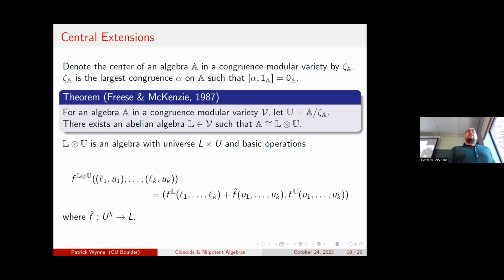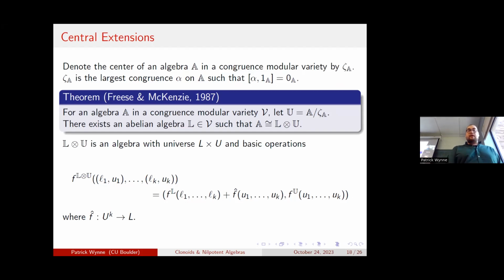And this L ⋊ U is an algebra whose universe is just the product L times U, and all of the basic operations take in tuples (L1, U1) up to (LK, UK), and they spit out, in the second component, first just F applied to U1 through UK, F interpreted in U, and in the first component we have F interpreted in L applied to the L's, plus this distortion F hat applied to the U1 through UK. So somehow we have the upper part acting on the lower part.